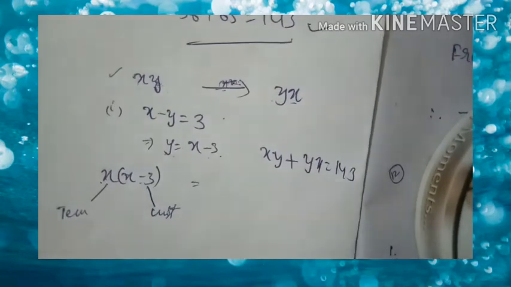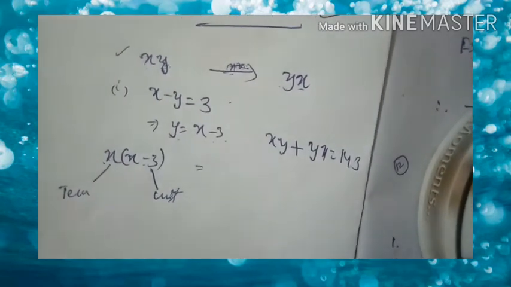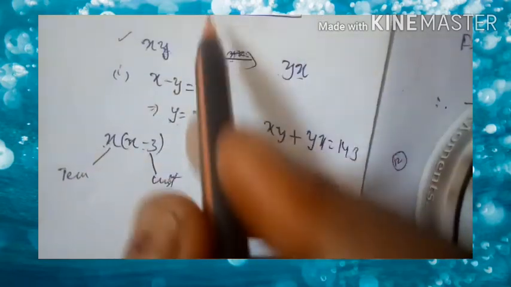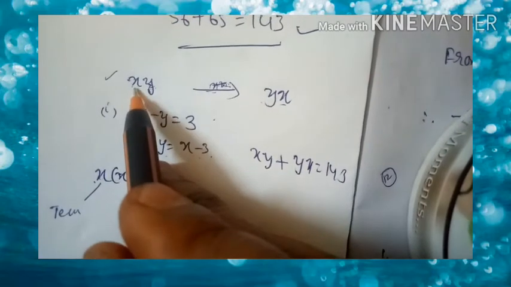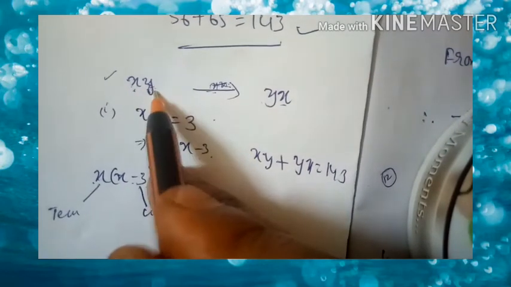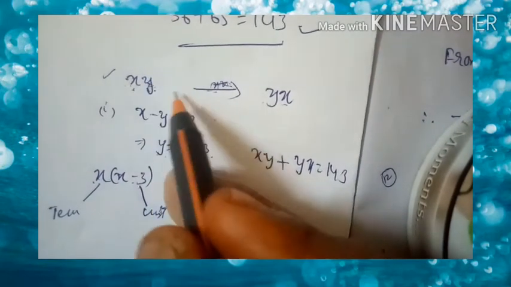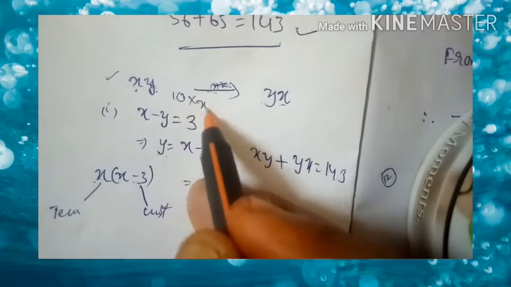Clear? So here we are using some concepts, that is the usual form. How can you write this one? That means xy. This is the tens place, this is the unit place. So shall I write 10 into x plus y?